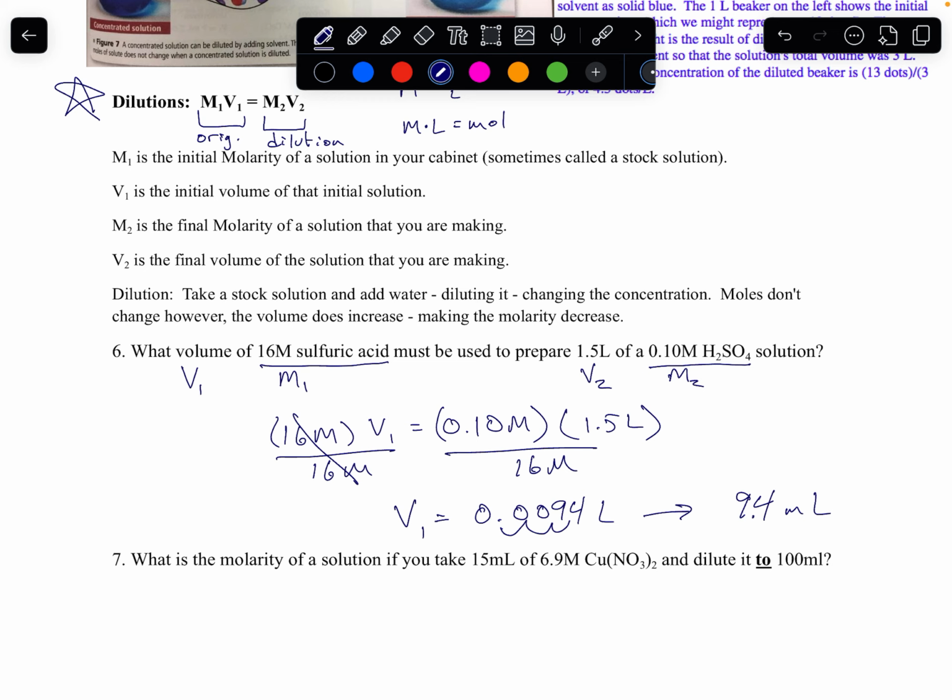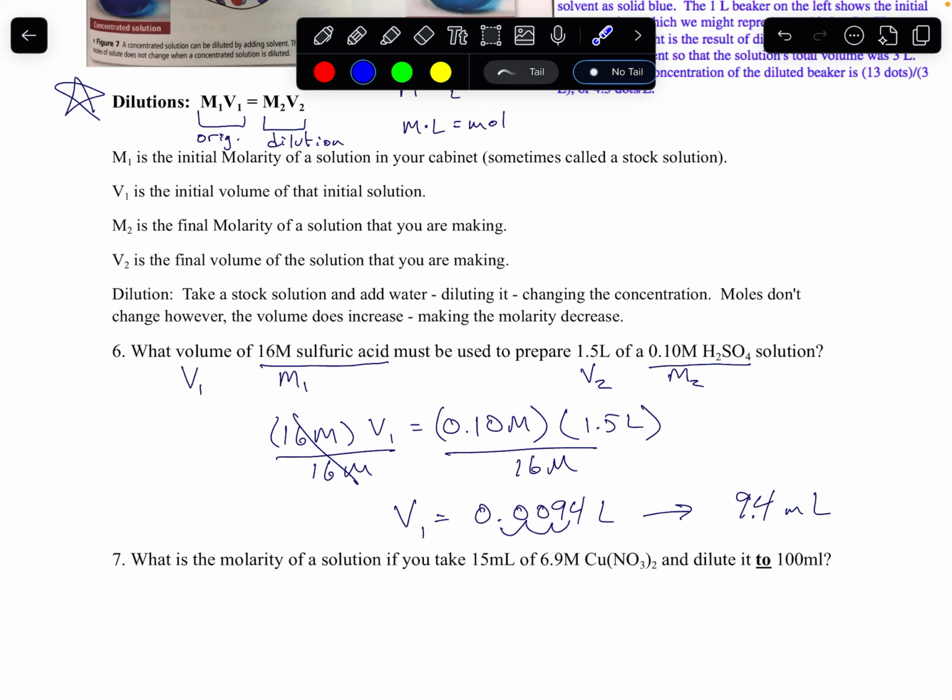So what this is saying is if I want to start with this 16 molar sulfuric acid, I'm going to measure out 9.4 milliliters of it. I'm going to put it into a new container, and I'm going to add water to it until my total volume is 1.5 liters. When I have that 1.5 liters, then I know my new concentration is going to be this 0.1 molar. So, a couple of things.